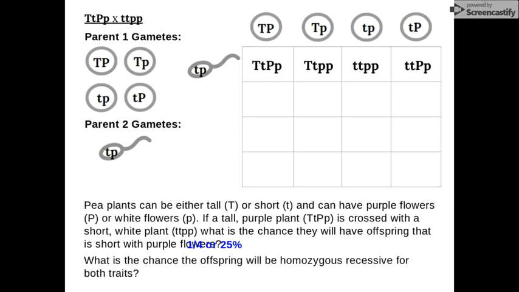What is the chance the offspring will be homozygous recessive for both traits? So we look up above again, and we're trying to see which ones are all recessive lowercase alleles there. And I see just one there, so again, that's 25%.